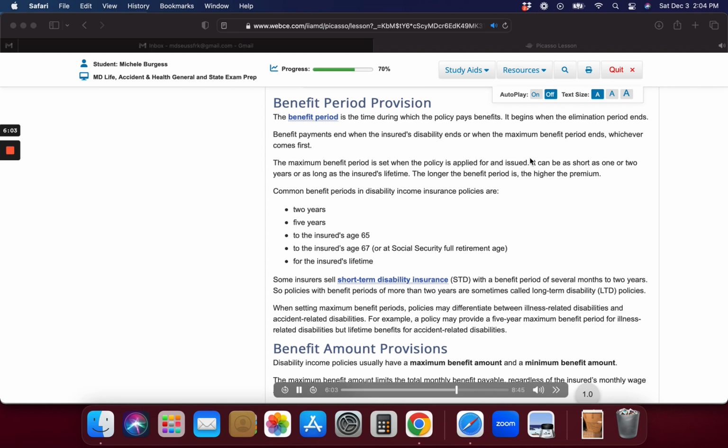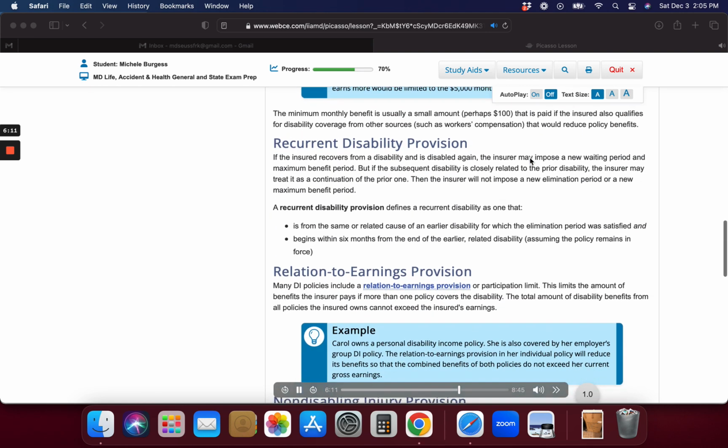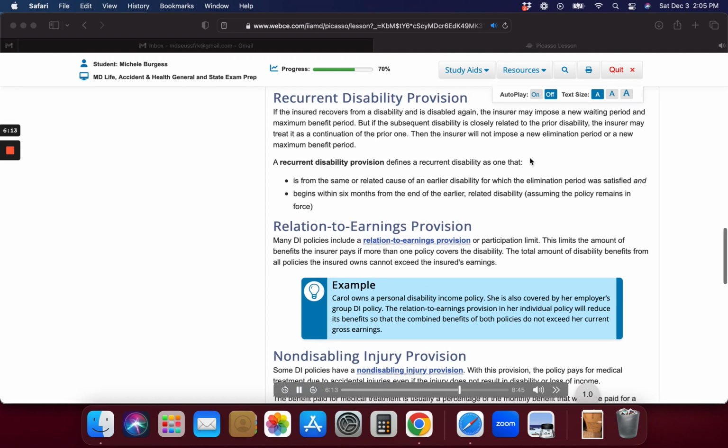Relation to earnings provision. Many DI policies include a relation to earnings provision or participation limit. This limits the amount of benefits the insurer pays if more than one policy covers the disability. The total amount of disability benefits from all policies the insured owns cannot exceed the insured's earnings.